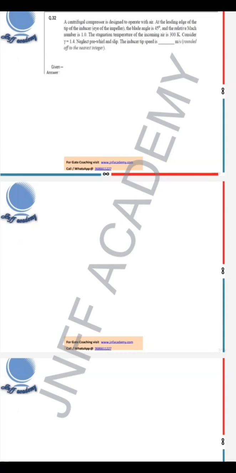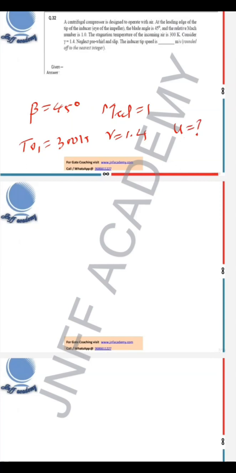We were solving the jet propulsion part. Here the question says a centrifugal compressor is designed to operate with air. At the leading edge of the tip of the inducer, the blade angle beta is given as 45 degree. The relative Mach number is 1. Stagnation temperature at the inlet T01 is equal to 300 Kelvin. Consider gamma equal to 1.4. Neglect prewhirl and slip. The inducer tip speed, that is U, we need to find.